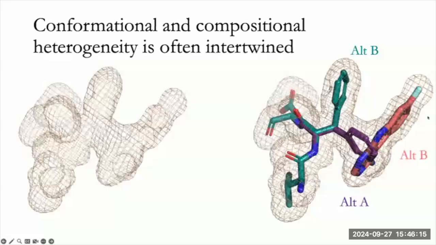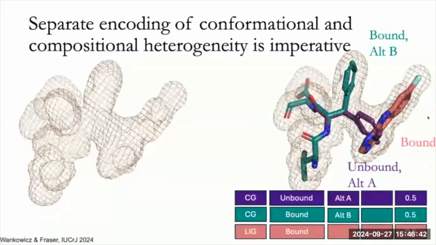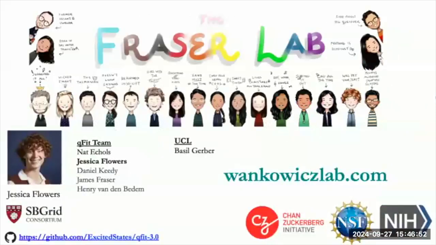I used to sit next to, I'd say, probably the world's most expert in modeling some of this stuff in fragment screening. And he was like, well, obviously Alt-A is always without the ligand. And I was like, well, how am I supposed to know that unless I'm in your brain? How is anyone else supposed to know that? So how do we make sure that this is encoded properly? The biggest thing that we really need to do is separate out this compositional and conformational heterogeneity. And so with that, I will close.